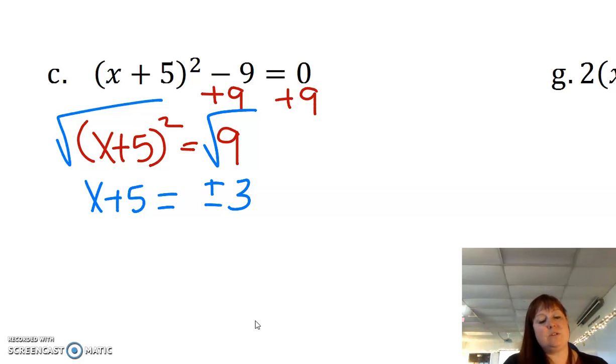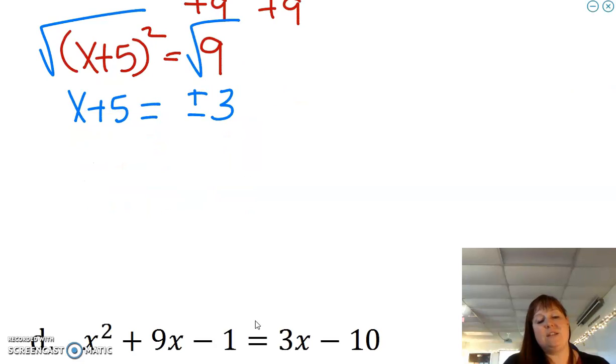So now, here's the tricky part. Now I have this and I have to figure out what to do with it. Well, just remember that plus or minus means either x plus 5 equals 3 or x plus 5 equals negative 3.